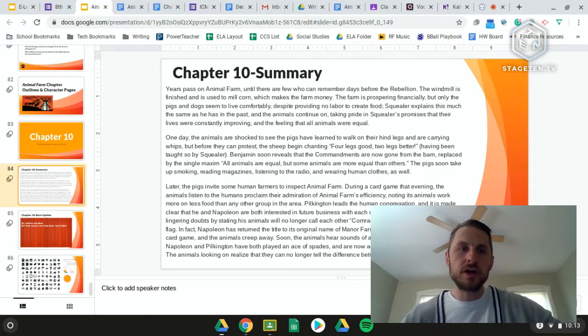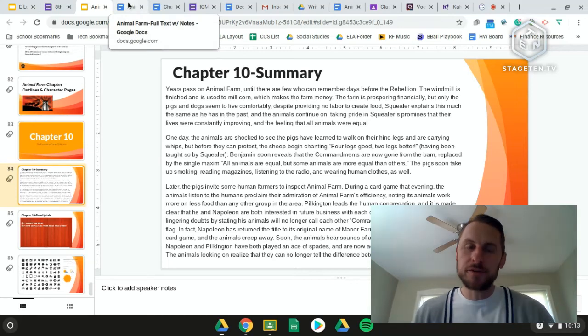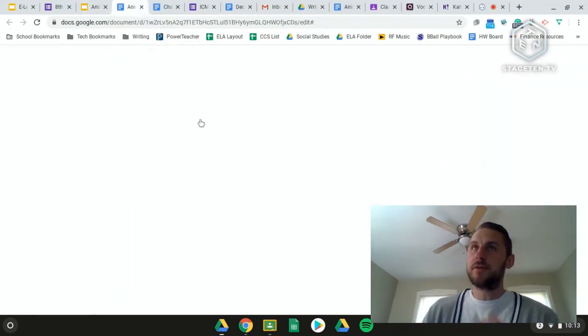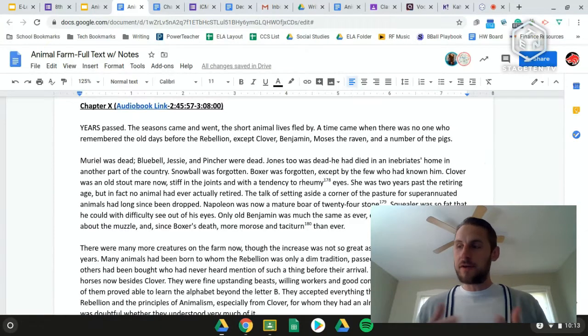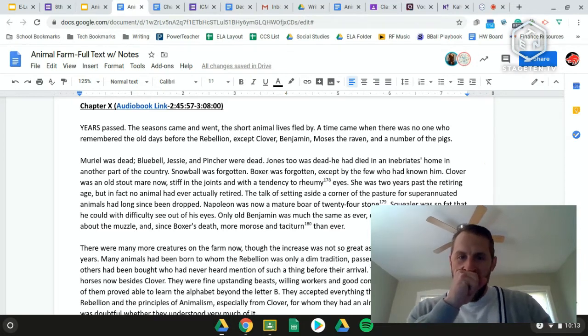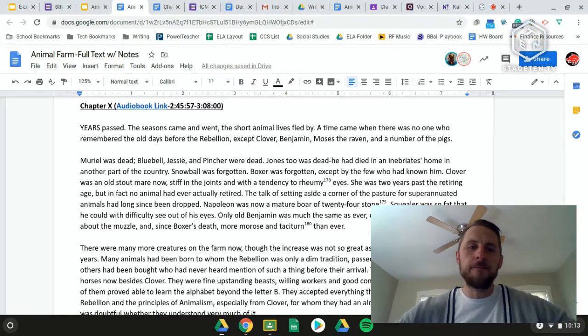So that is the summary of Chapter 10. The sense is that where the animals end the story is very much similar to where they began the story. At the end, finally, there is no discernible difference between the men who are visiting the farm and the pigs. And we'll talk more about that, the symbolism, moving forward. But I did just want to highlight some of the important quotes from this chapter.